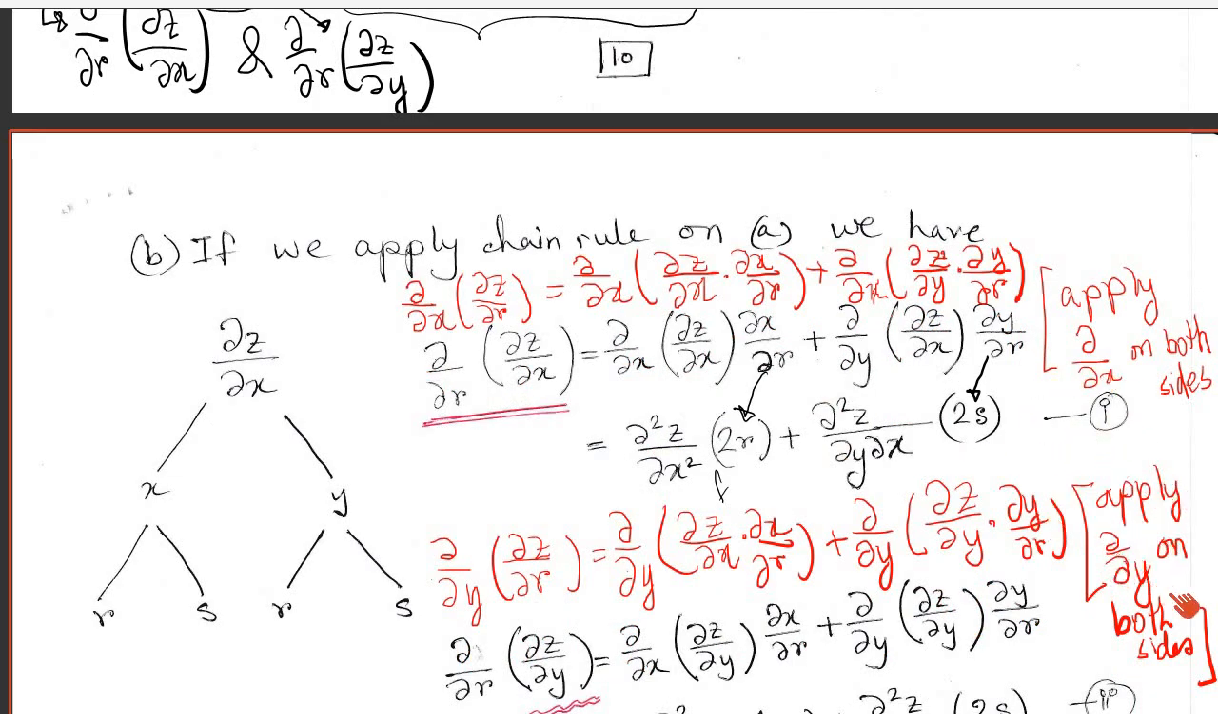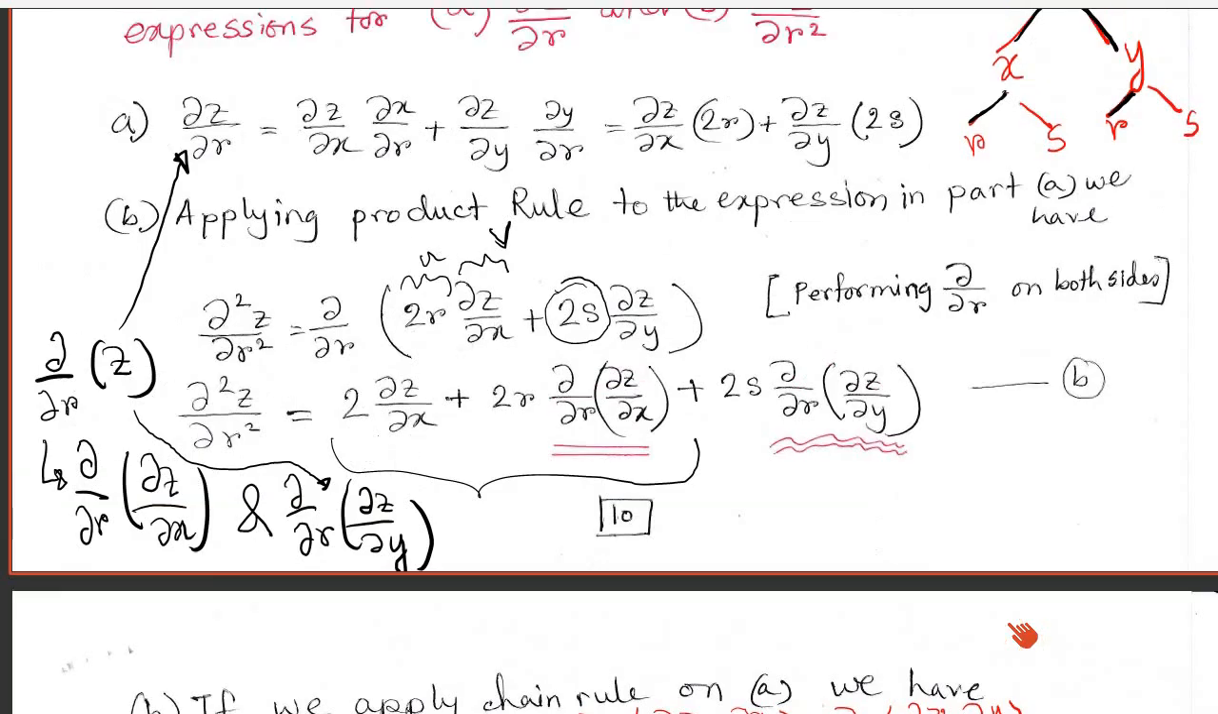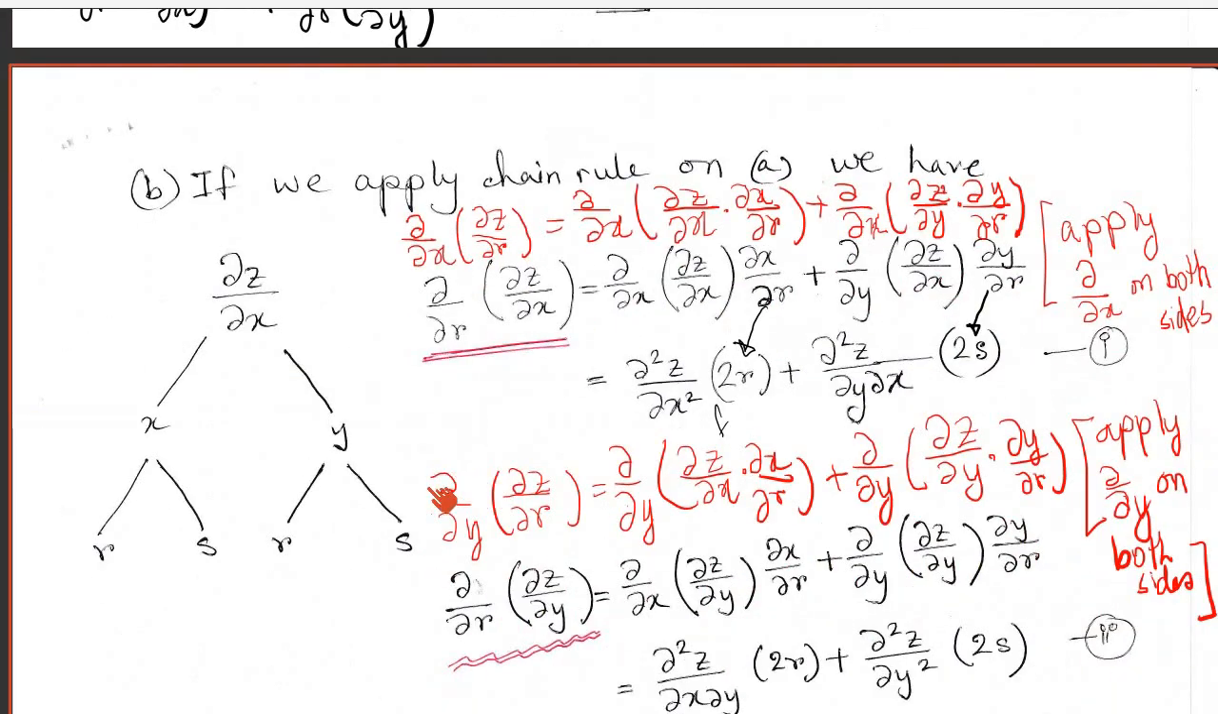Now apply differentiation with respect to y on both sides of a. Okay, on both sides of a. So part a was what we originally had, and we are performing the differentiation with respect to y on part a, both sides of a.